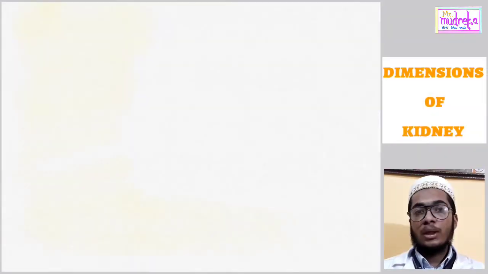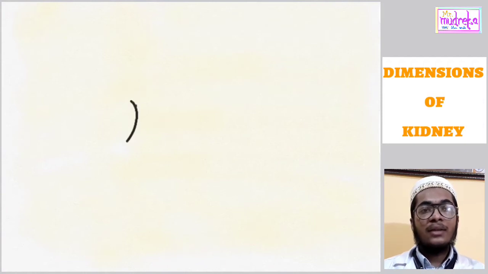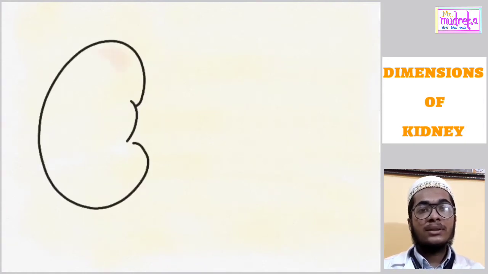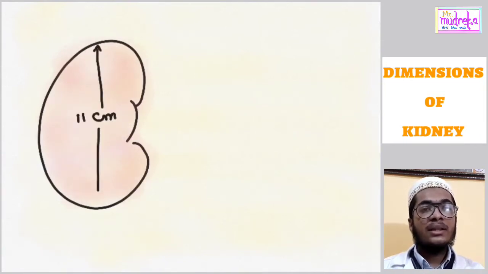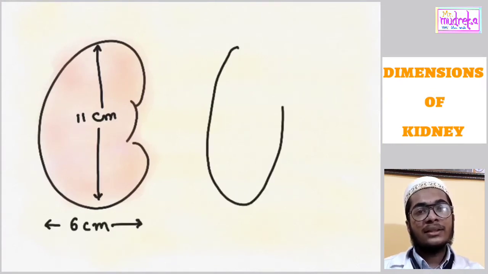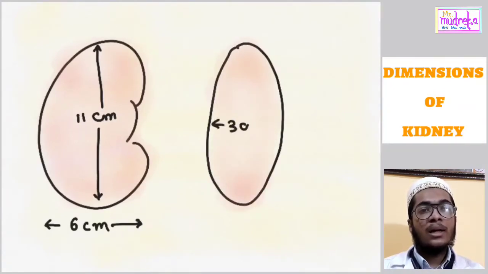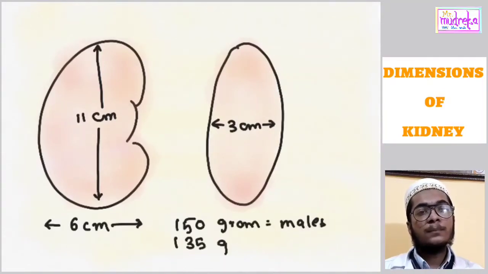Talking about shape and measurements of the kidney. Shape is similar to bean. Length of the kidneys is about 11 cm, where the left kidney is slightly longer and narrower. Width of the kidney is 6 cm. The anterior posterior thickness of the kidney is 3 cm and it is weighing about 150 gram in males, whereas 135 grams in females.